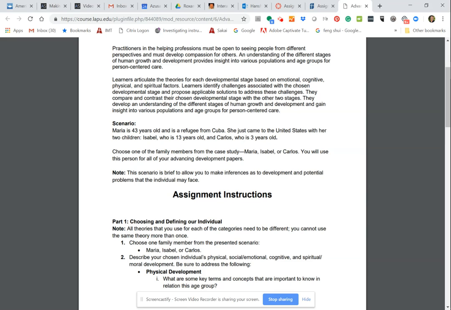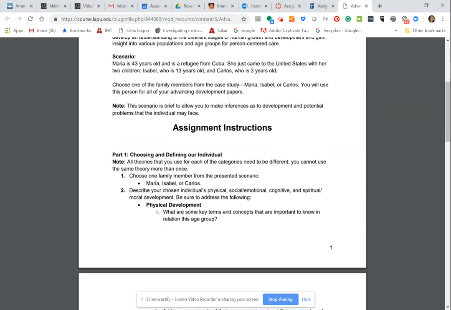So you're going to have to help tell Maria's story from Maria's perspective, Isabel's story from Isabel's perspective, Carlos's story from Carlos's perspective. So think about that and really put yourself in their position if you can. Use as much empathy as you can to try to feel where they are and really tell their story because that's what all the missing data is about. It's about telling their story.